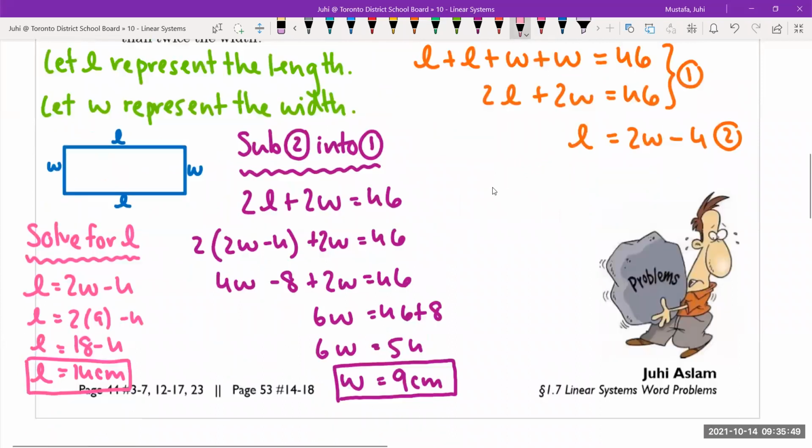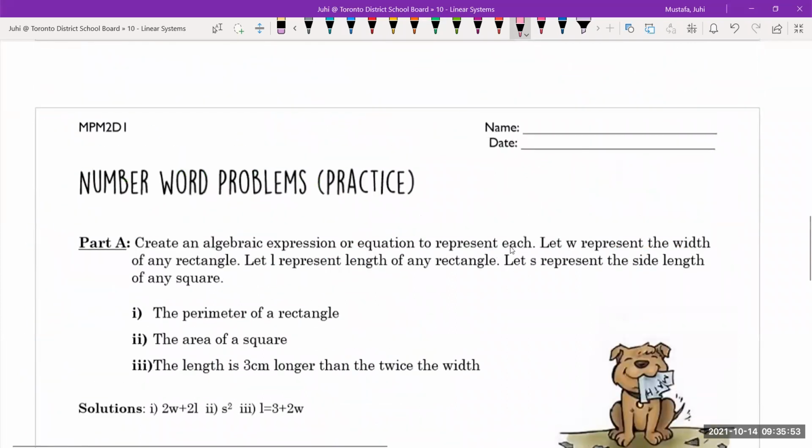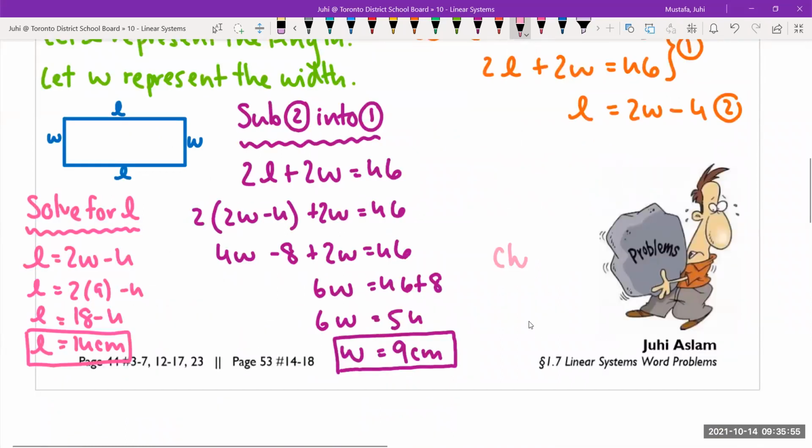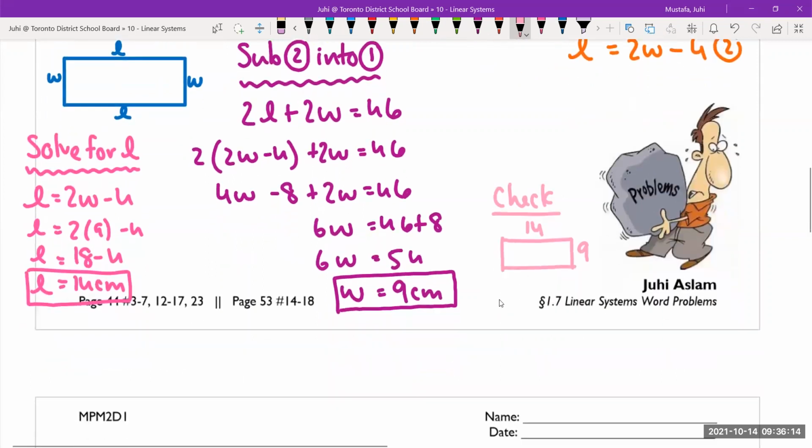So here's what my check would look like. And maybe I'll just do it over here. I'm going to write the word check. I'm actually just going to draw my shape real quick. And I'm going to put in the values. So I know the length is 14 and the width is 9. It's coming up. It's just lagging a little bit. So what am I going to do? Well, let's see if the perimeter actually equals 46. I'm going to add up 14 plus 14 plus 9 plus 9 and see what I get.